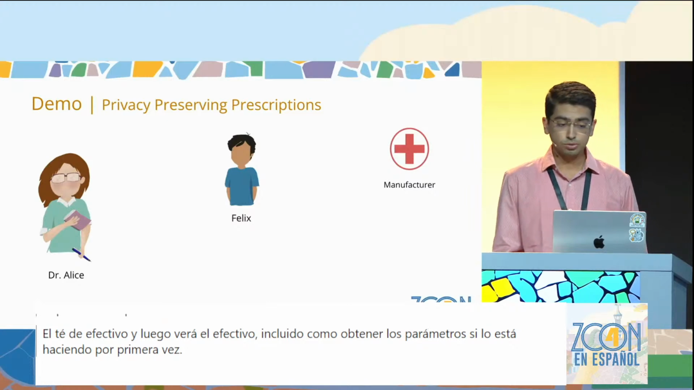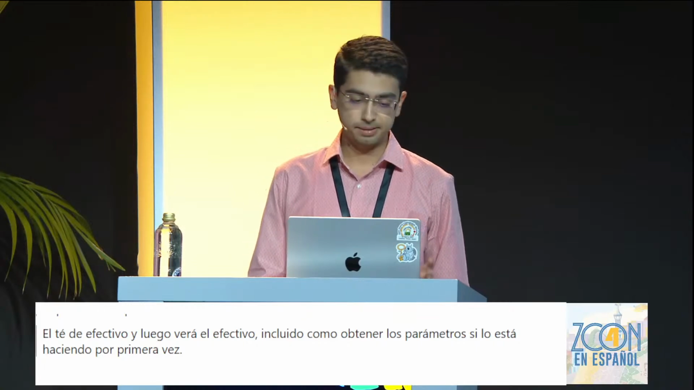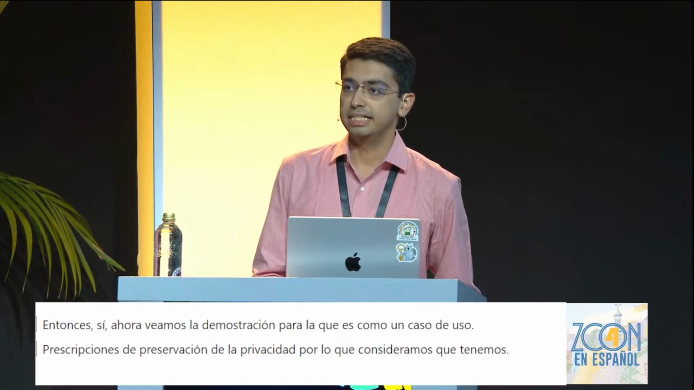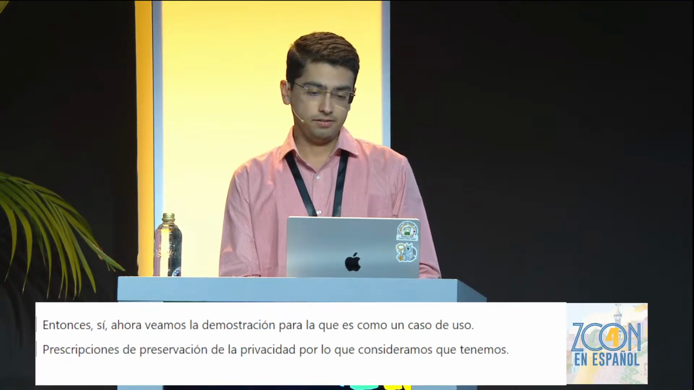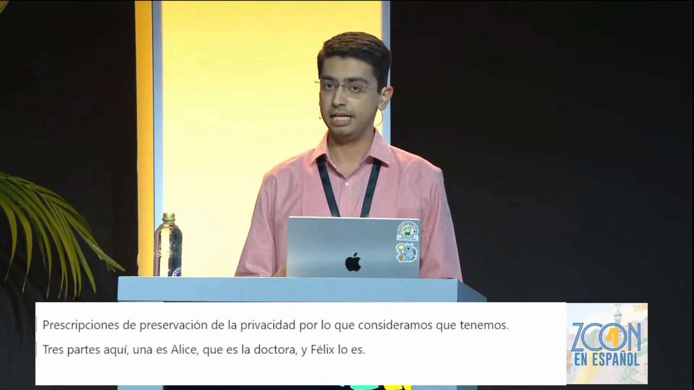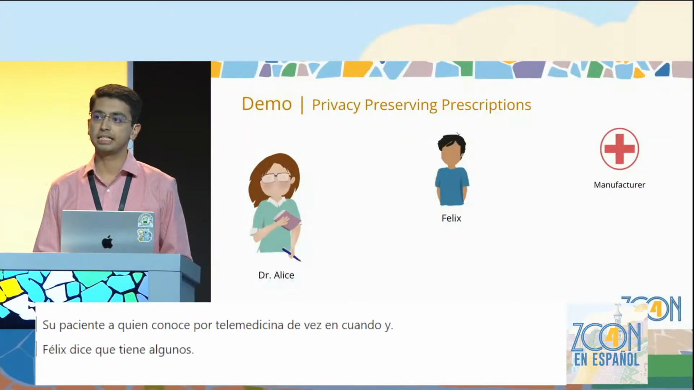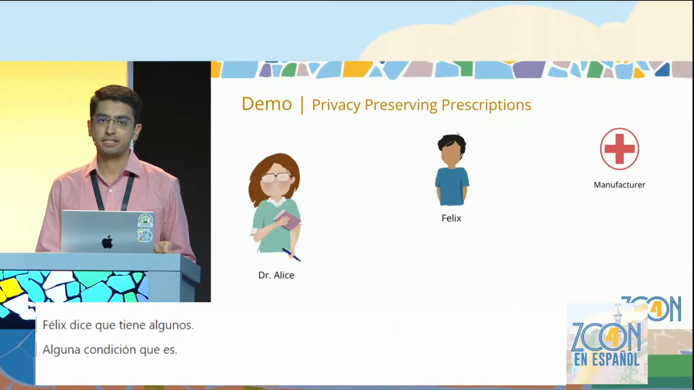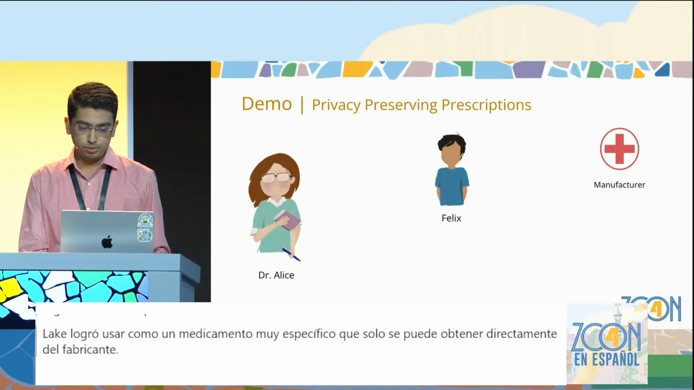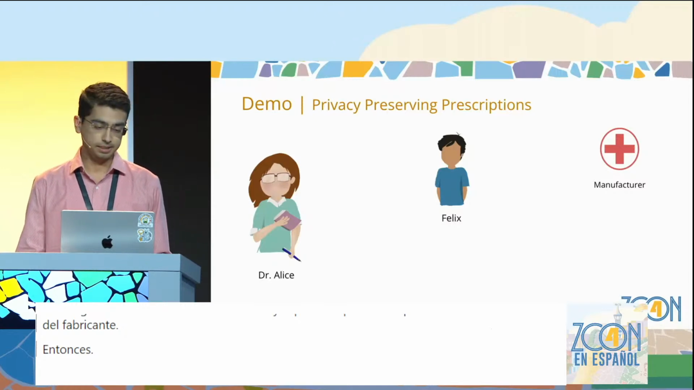So let's now look at the demo. This is a use case for privacy-preserving prescriptions. We consider that we have 3 parties here. One is Alice, who's a doctor, and Felix is her patient, who she meets over telemedicine once in a while. And Felix has some condition that is managed using a very specific drug, which can only be obtained directly from the manufacturer. So how can we go about doing this in a way that preserves the privacy of Felix specifically?